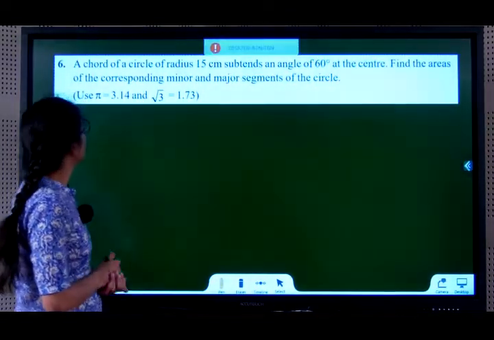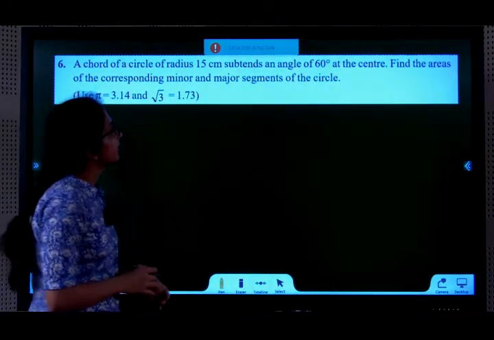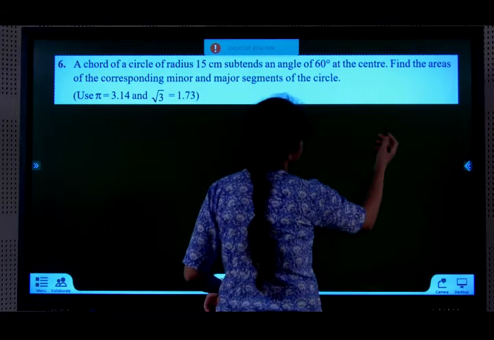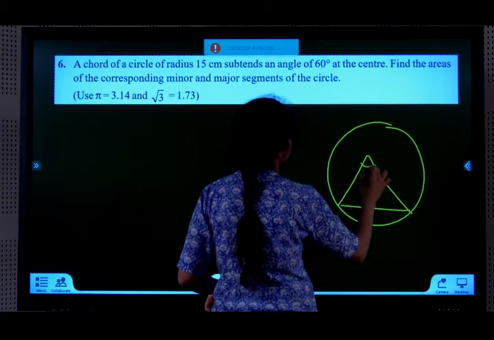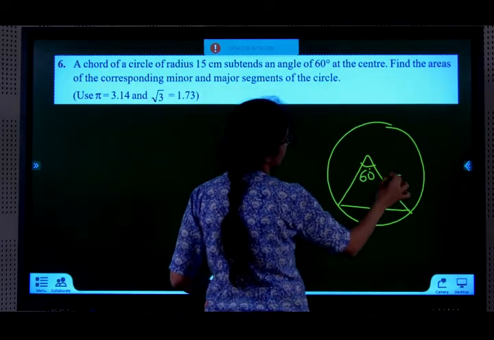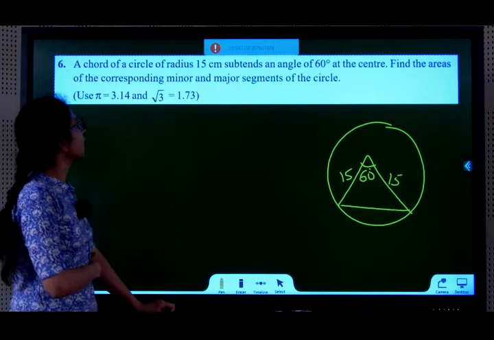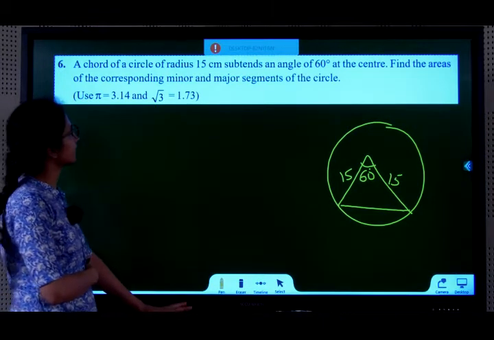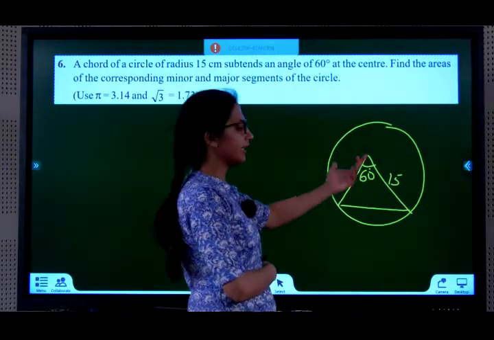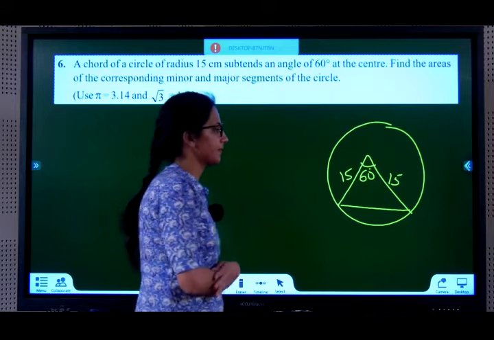Question 6. A chord of a circle of radius 15 centimeters subtends an angle 60 degree at the center. We have a chord that subtends an angle 60 degree at the center, and the radius is 15 centimeters. Find the area of the corresponding minor and major segments of the circle. We'll first find the minor segment, then pi r square minus minor segment is major segment.